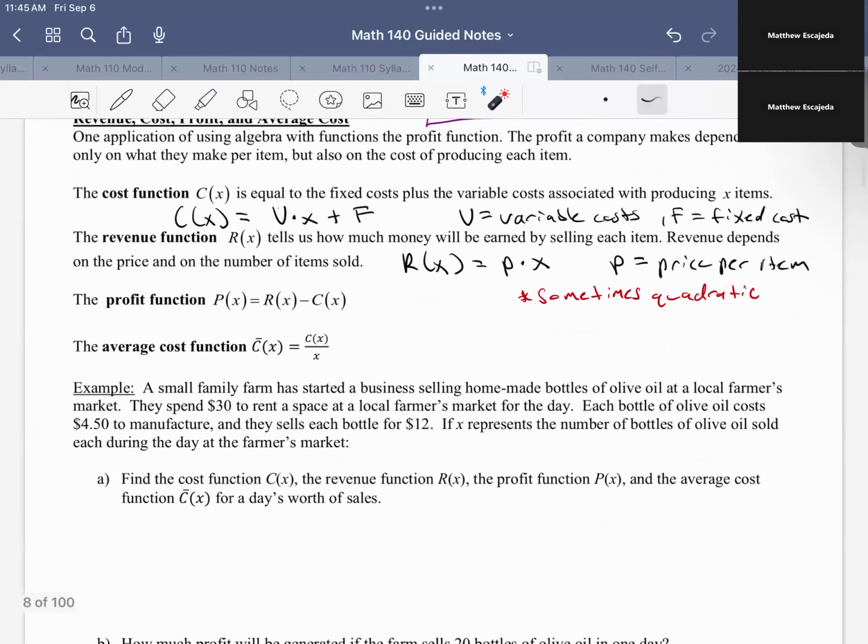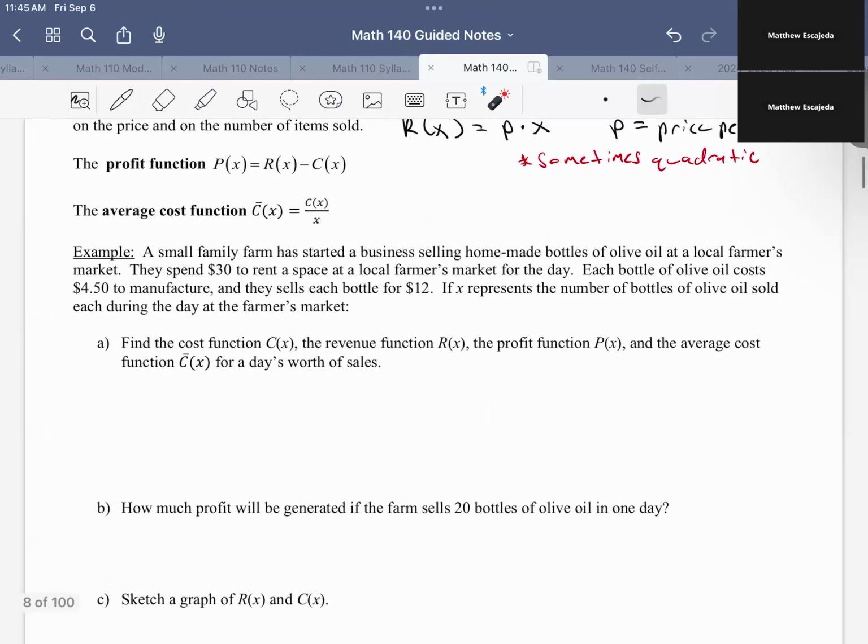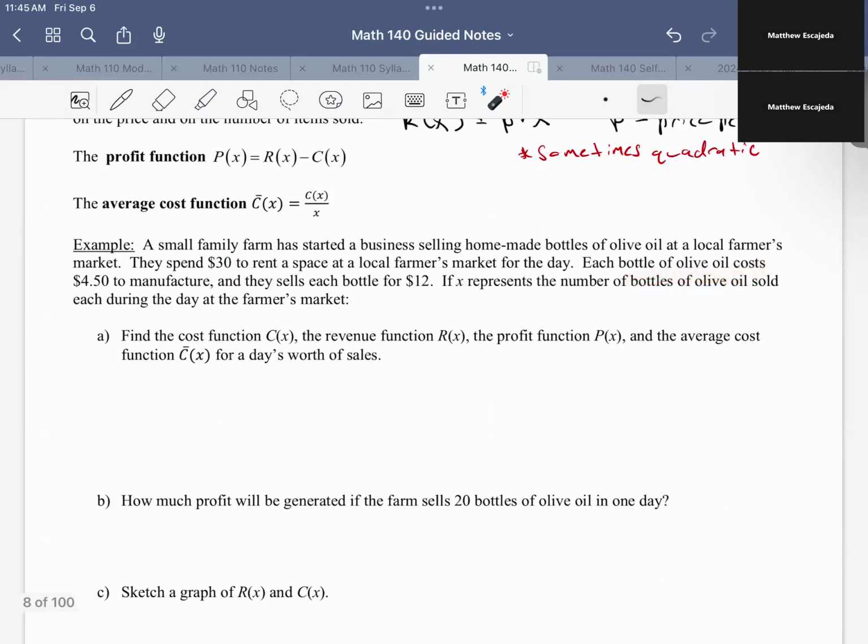Okay, so we have a small family farm that has started a business selling homemade bottles of olive oil at a local farmer's market. They spend about $30 to rent a space at the farmer's market for the day. Each bottle of olive oil costs $4.50 to manufacture, and they sell each bottle for $12. If X represents the number of bottles of olive oil sold each day at the farmer's market, the first question asks: find the cost function, the revenue function, the profit function, and the average cost function. So all of these previous terms.